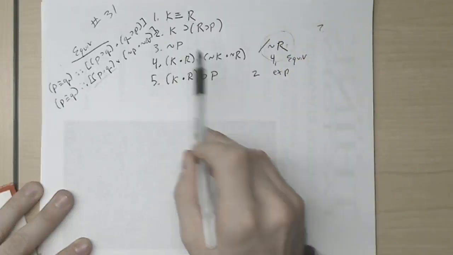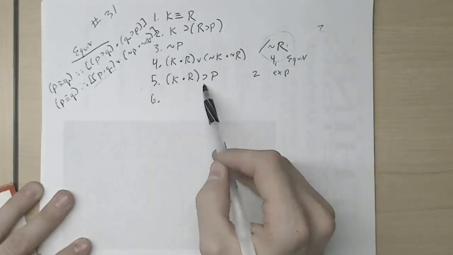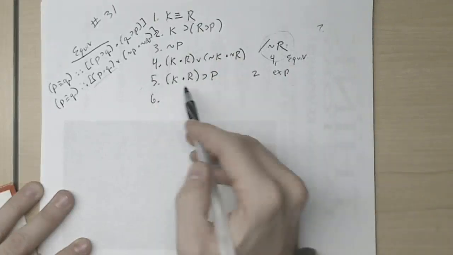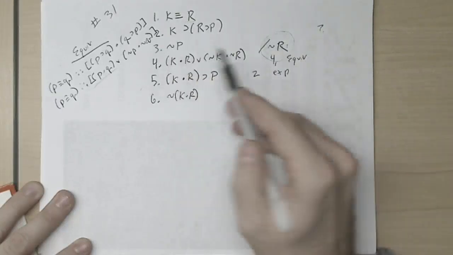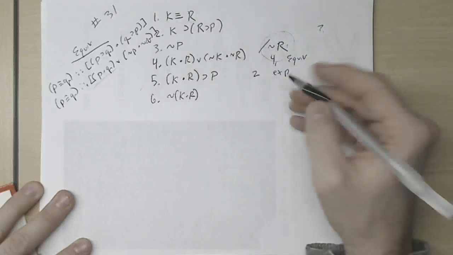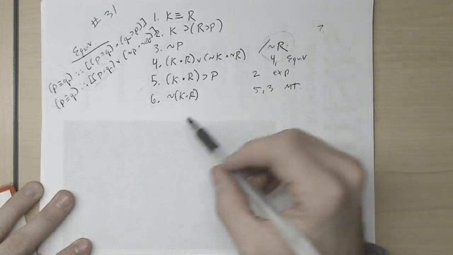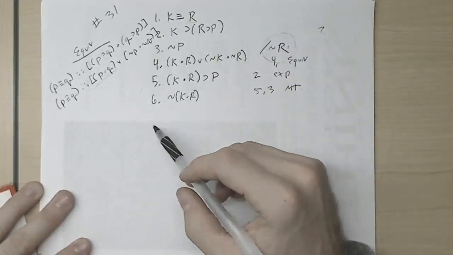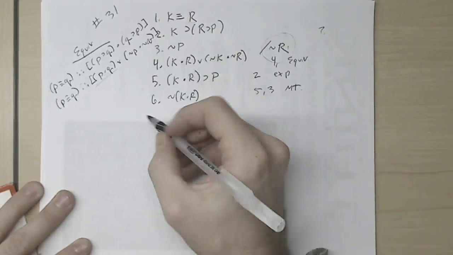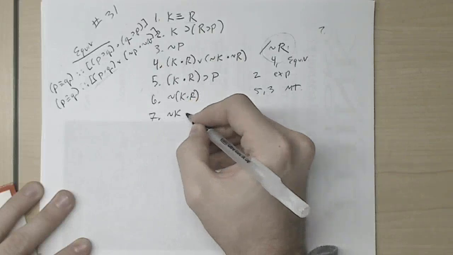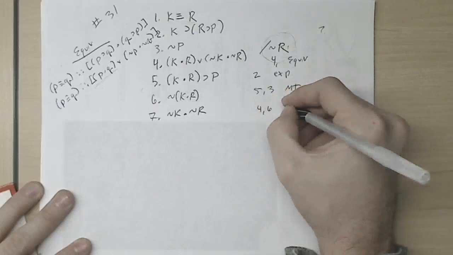Now if I don't have this, what does that mean? It means line 6. You can see here the problem's starting to work out, because if you don't have P, then you must not have K and R. That's lines 5 and 3, modus tollens. Now if I don't have this, then you can see disjunctive syllogism, I must have this thing here. So that's going to be not K and not R. So that's lines 4 and 6, disjunctive syllogism.